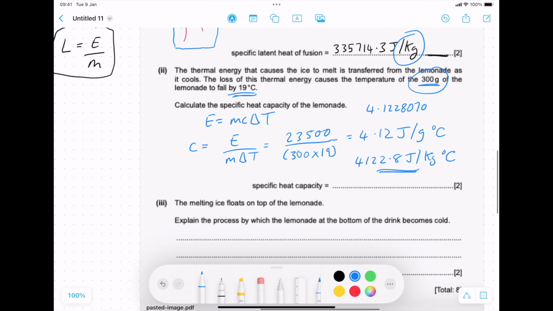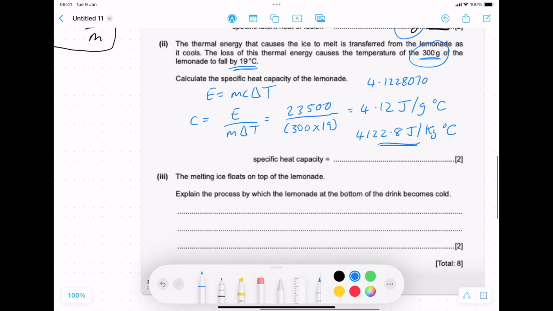Right, finally, the melting ice floats on top of the lemonade. Explain the process by which the lemonade at the bottom of the drink becomes cold. Okay, so this part is actually a convection question in disguise. So convection is when the cooler, more dense particles sink to the bottom where the heat source is, and the hotter particles expand and rise, and it sets up this sort of convection cycle until the whole thing becomes uniform in temperature.